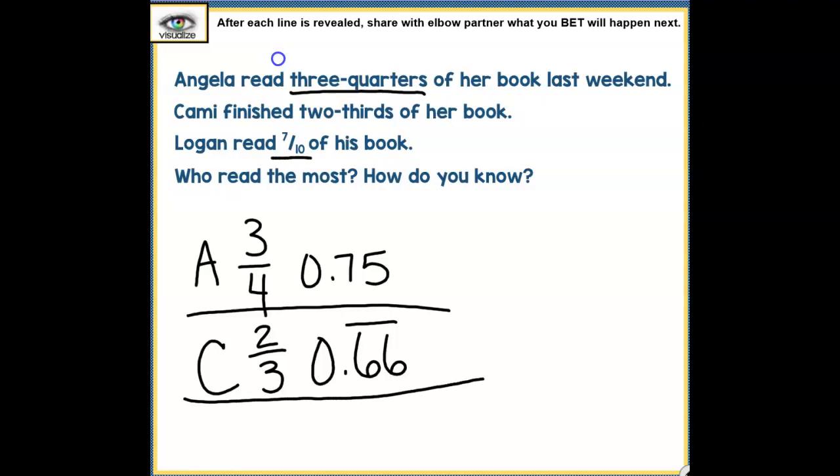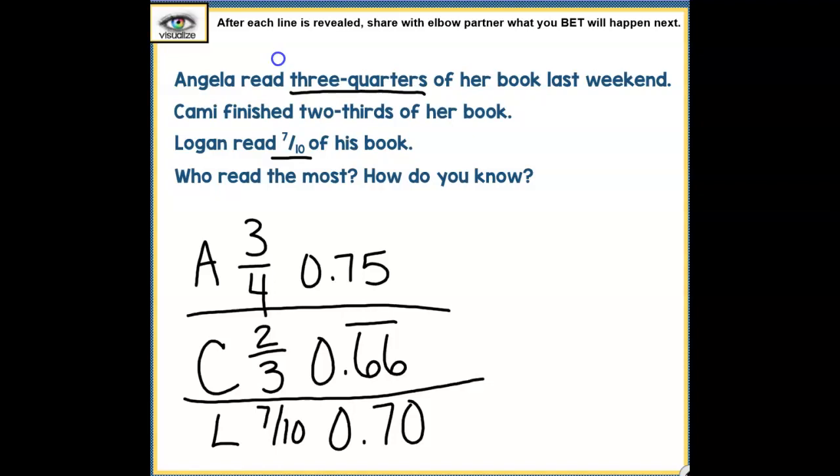And Logan read 7/10, so I'm going to put L for Logan. He read 7/10. I know I write that 0.7. If I want them all to have the same number of spots, I'm going to put a 0 in the hundredths place. So now we've got Angela who read 75 hundredths, Cammie who read 0.666, or about 66 hundredths, a little more, and Logan who read 70 hundredths.